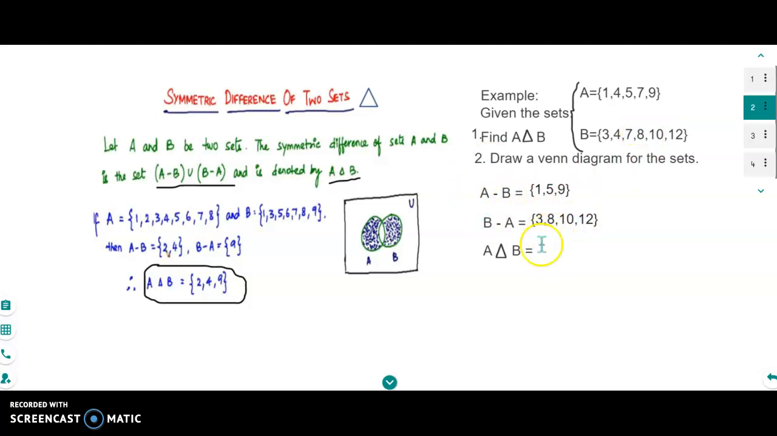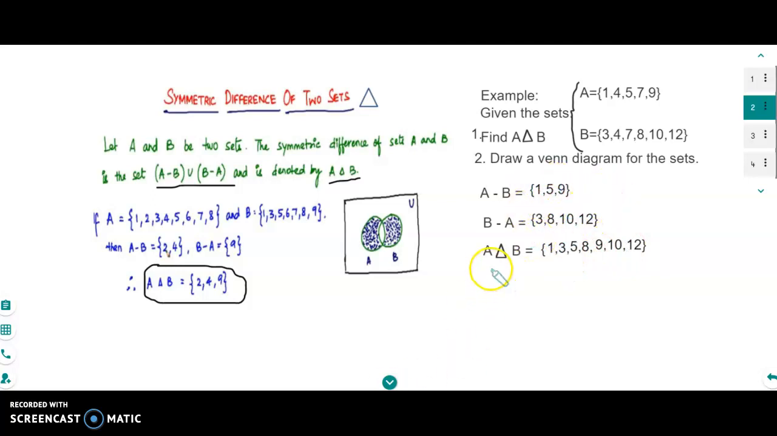Now we are ready to find the symmetric difference. How can we find the symmetric difference? We have to find the union of this set and this set. So we write all the elements of these sets, all right? We can start with 1, 3, what else? 5, 8, okay? What else do we have? 9, 10, and 12, all right? So that's it. This is the symmetric difference, the union of these elements.